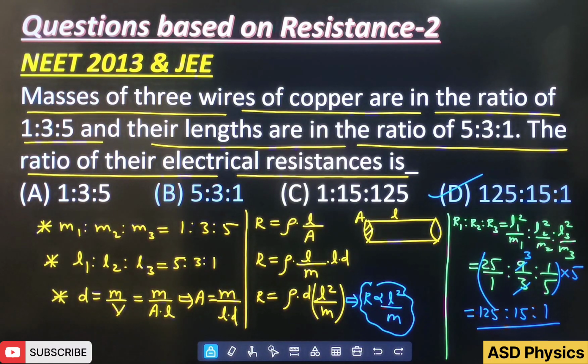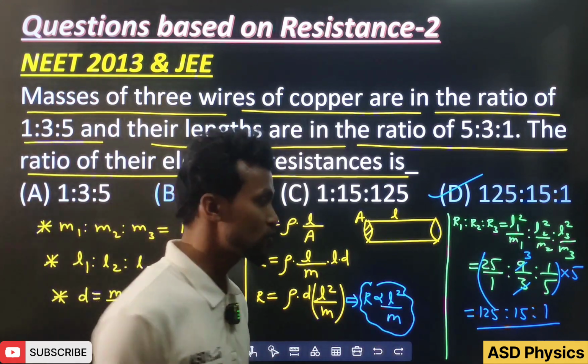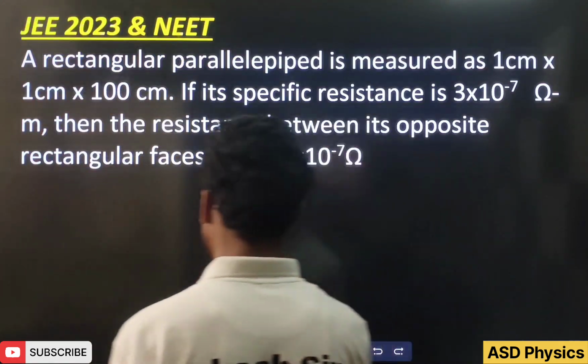Remember that R is directly proportional to L square by M to solve this kind of question based upon length and mass.